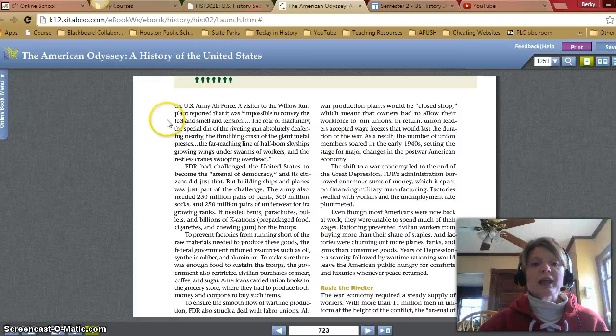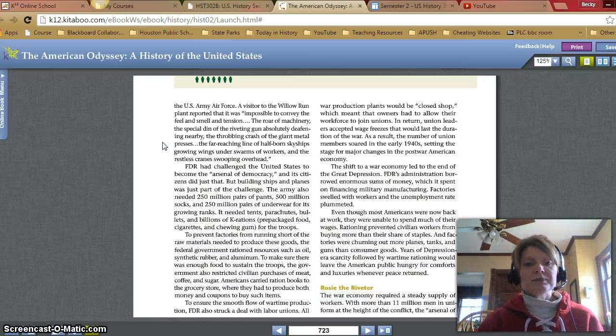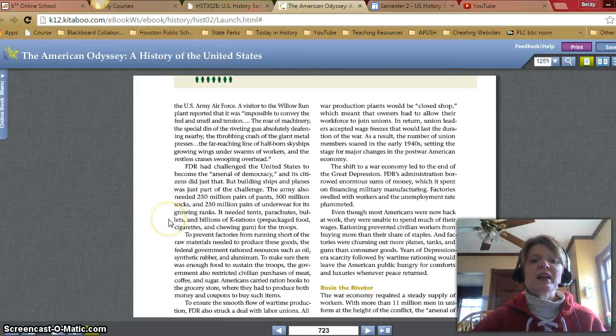A visitor to the Willow Run plant reported that it was impossible to convey the feel and smell and tension. The roar of machinery, the special din of the riveting gun absolutely deafening nearby, the throbbing crash of the giant metal presses, the far-reaching line of half-born skyships growing wings under swarms of workers, and the restless cranes swooping overhead. FDR challenged the United States to become the arsenal of democracy, and its citizens did just that. But building ships and planes was just part of the challenge. The Army also needed 250 million pairs of pants, 500 million socks, and 250 million pairs of underwear for its growing ranks. It needed tents, parachutes, bullets, and billions of K-rations, prepackaged food, cigarettes, and chewing gum for the troops.